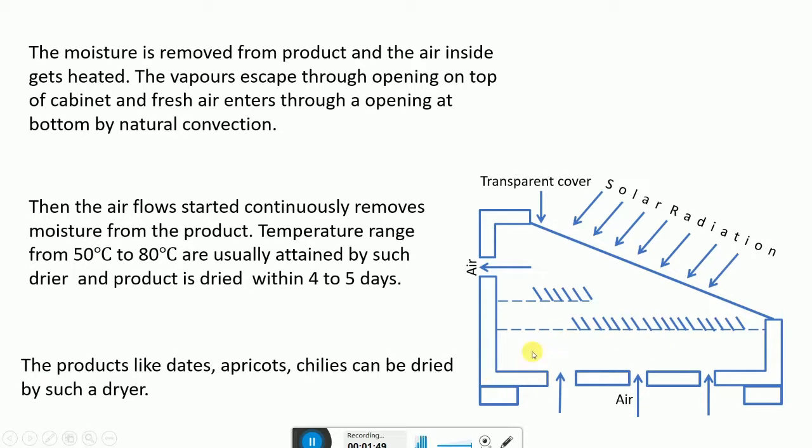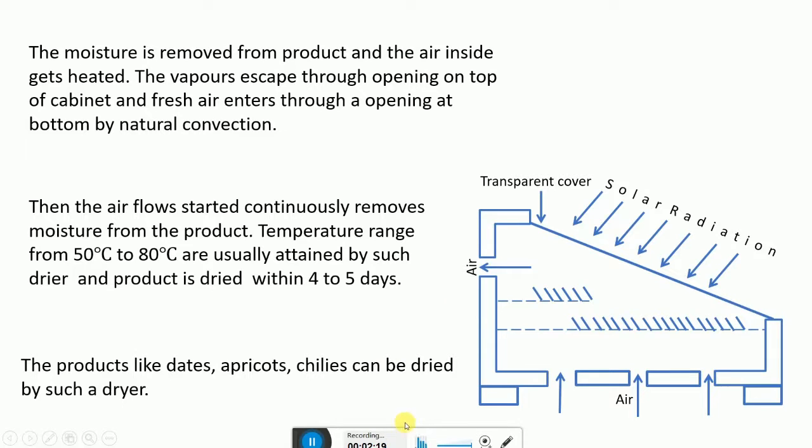It consists of a cabinet which is made of metal or wood. Then it has a transparent cover. Then there are perforated trays. The product which is to be dried is placed on these perforated trays.